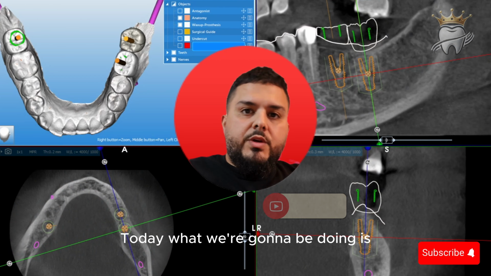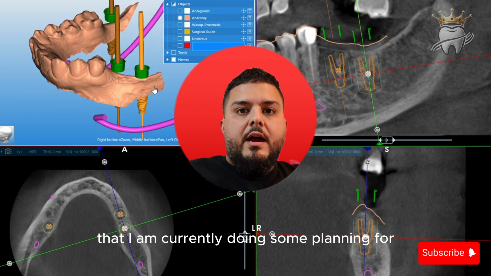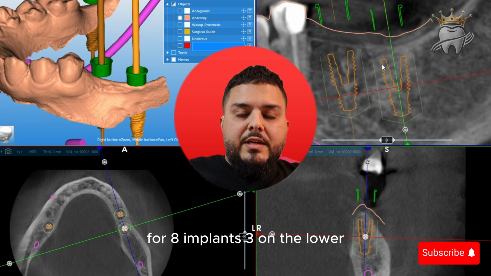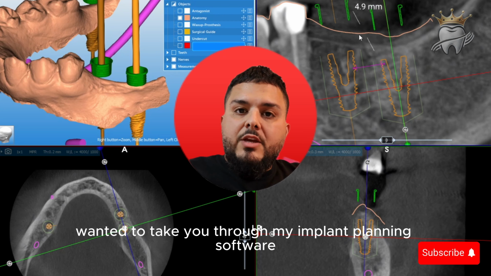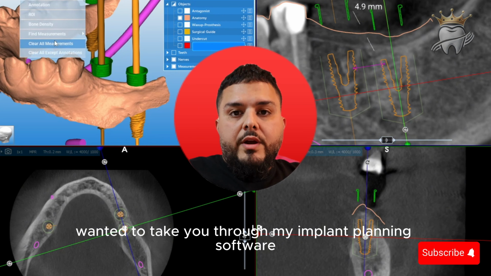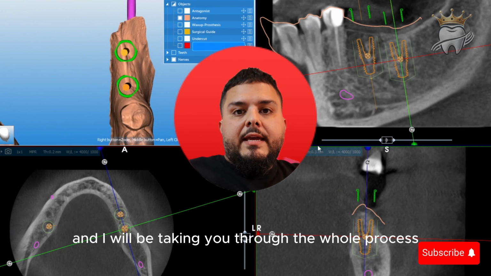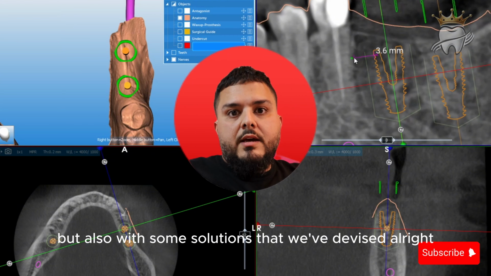Today, what we're going to be doing is looking at a patient of mine that I am currently doing some planning for 8 implants, 3 on the lower, 5 on the upper, and wanted to take you through my implant planning software that I devised with my lab technician, and I will be taking you through the whole process and some challenges that we foresee, but also with some solutions that we've devised.